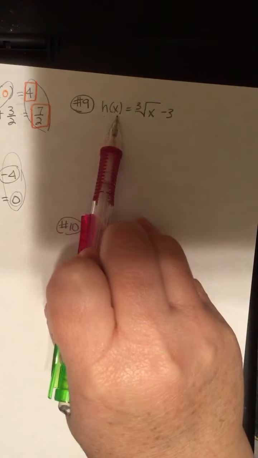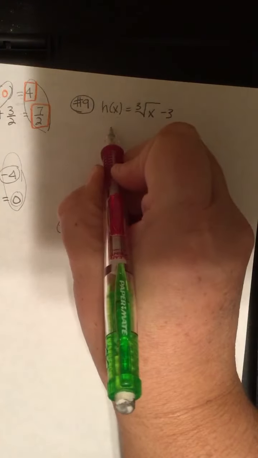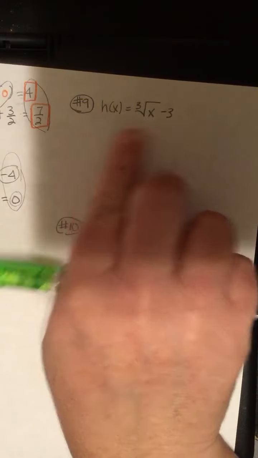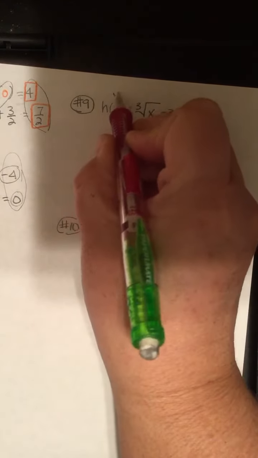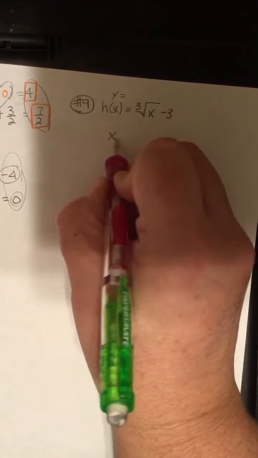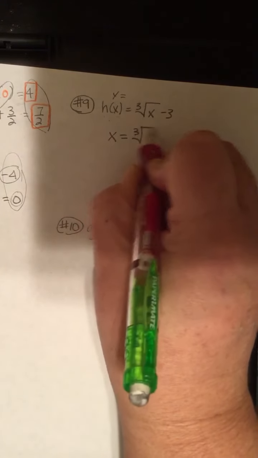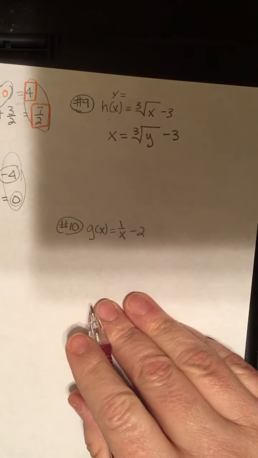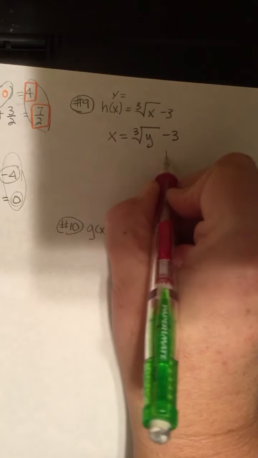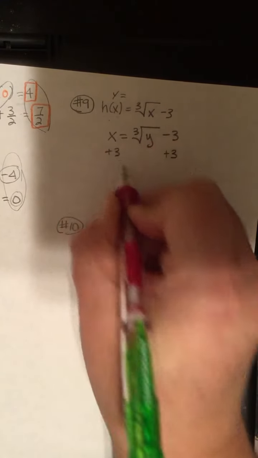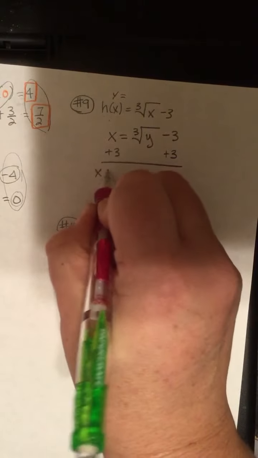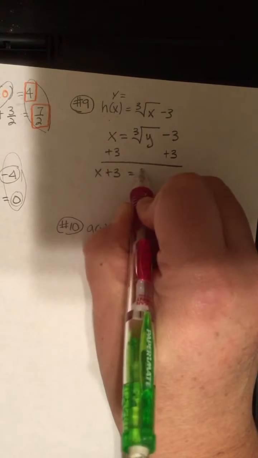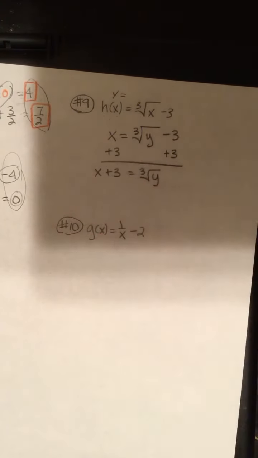Okay, again, h of x is just a fancy y. So in order to find the inverse, I'm going to swap x and y and solve for y. This was my y equals, so I'm going to change it to x equals the cube root of y minus 3. I am trying to get the y by itself, so the first thing I have to do is add 3 to both sides. Okay, x plus 3 equals the cube root of y.